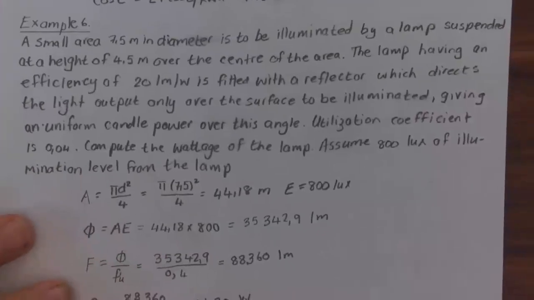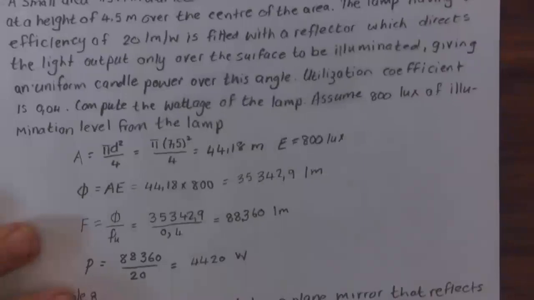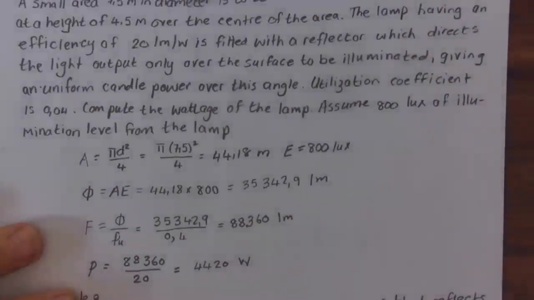A small area, 7.5 meters in diameter, is to be illuminated by a lamp suspended at a height of 4.5 meters over the center of the area. The lamp, having an efficiency of 20 lumens per watt, is fitted with a reflector which directs the light output only over the surface to be illuminated, giving a uniform candle power over this angle. Utilization coefficient is 0.04, and therefore we must compute the wattage of the lamp. Assume 800 lux of illumination level from the lamp.